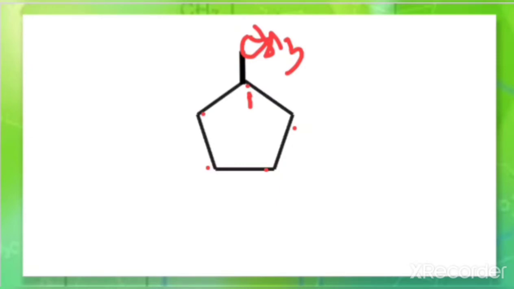So once again, this is a new rule I am saying. In a cyclic compound, if there is a single substituent, start the numbering from the carbon on which the substituent is attached. So this carbon will be the first carbon. Next, this one will be the second, this one third, 4, 5. You can go either clockwise or anti-clockwise.